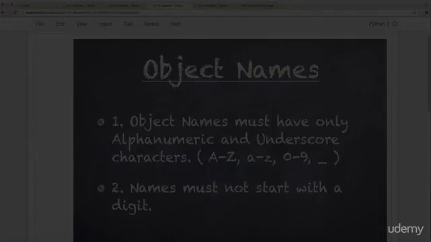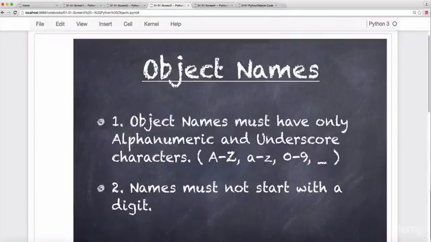There are two rules in naming Python objects. Object names must have only alphanumeric and underscore characters. The second rule is object names must not start with a digit. What are alphanumeric characters? They are uppercase letters A to Z, lowercase letters a to z, and the digits 0 to 9. Plus we can have an underscore. So only these characters we must use in naming the objects. The second thing is the names must not start with a digit.